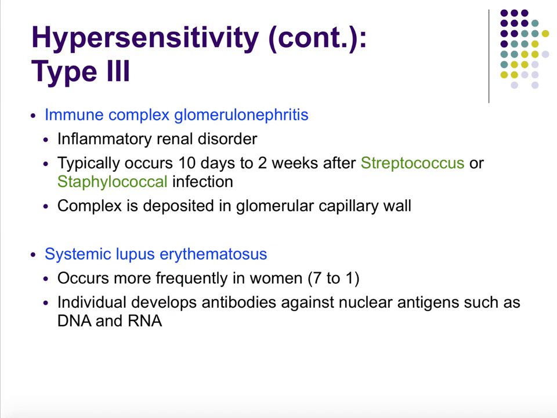Some examples of when we see this include glomerulonephritis, and this is something we're actually going to discuss again when we get to the renal lecture. But here, since we do a lot of filtration in the kidneys, in the glomerulus capillary, the Bowman's capsule, some of these immune complexes, as they get filtered, might get stuck in the capillary area. And so what happens? An immune reaction occurs in that area, causing damage to the capillary wall. Typically occurs 10 days to 2 weeks after a streptococcus or staphylococcus infection. Systemic lupus erythematosus is another example.